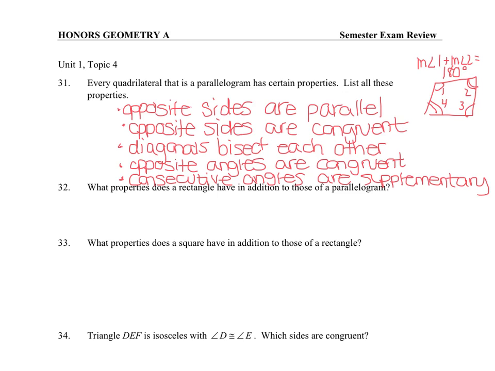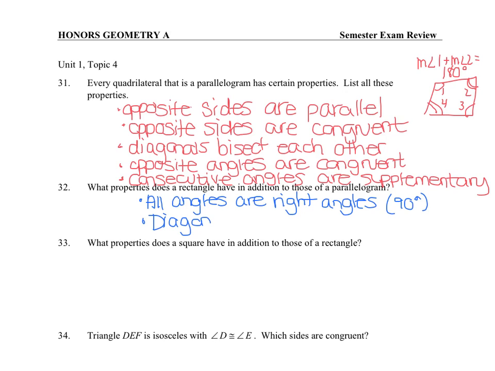Question 32 asks, what properties does a rectangle have in addition to those of a parallelogram? So remember that a rectangle and a rhombus and a square all have the properties of a parallelogram, plus more that make it stand out and not be specifically a parallelogram. For a rectangle, we know that all of the angles are going to be right angles. This means that all angles are going to be 90 degrees. And our diagonals, not only do they bisect each other, they're going to be congruent.